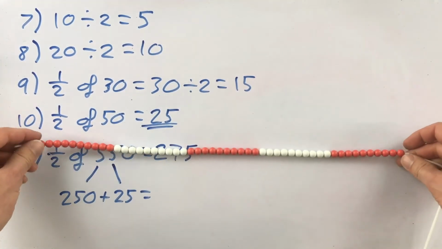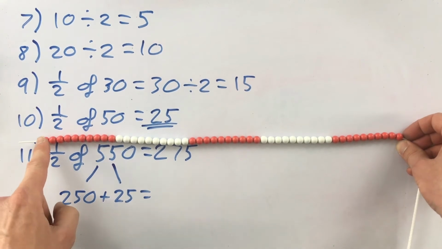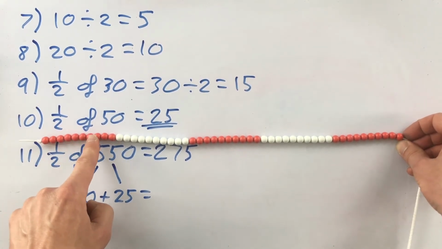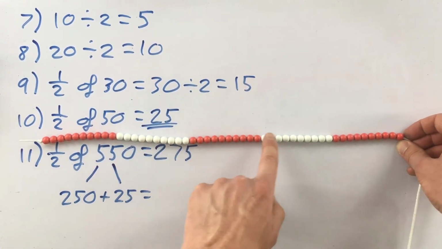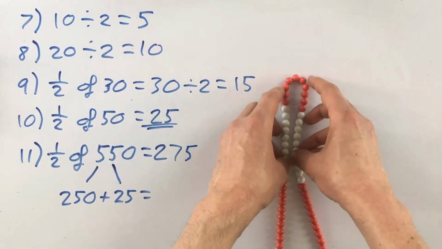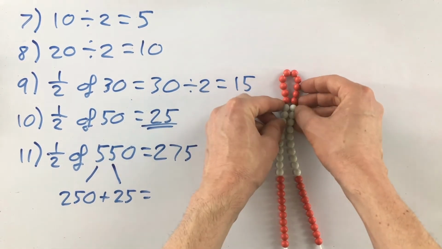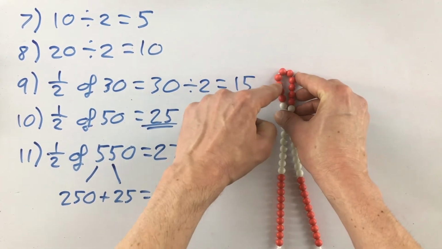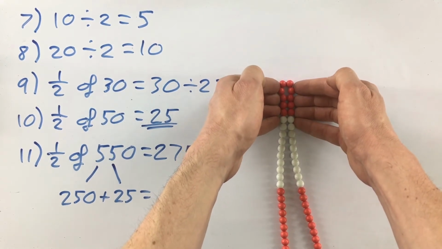Interestingly, I can also use a bead string to do half of 500 if I pretended that each of these beads was worth 10 instead of 1. If each of these beads is worth 10, we've got 10, 20, 30, 40, 50, 60, 70, 80, 90, we've got 100 in each section. So that's worth 100, 200, 300, 400, 500. Fold it in half. And on each side I have 100, 200, and 10, 20, 30, 40, 50. Remembering that each of the beads is worth 10 instead of 1.